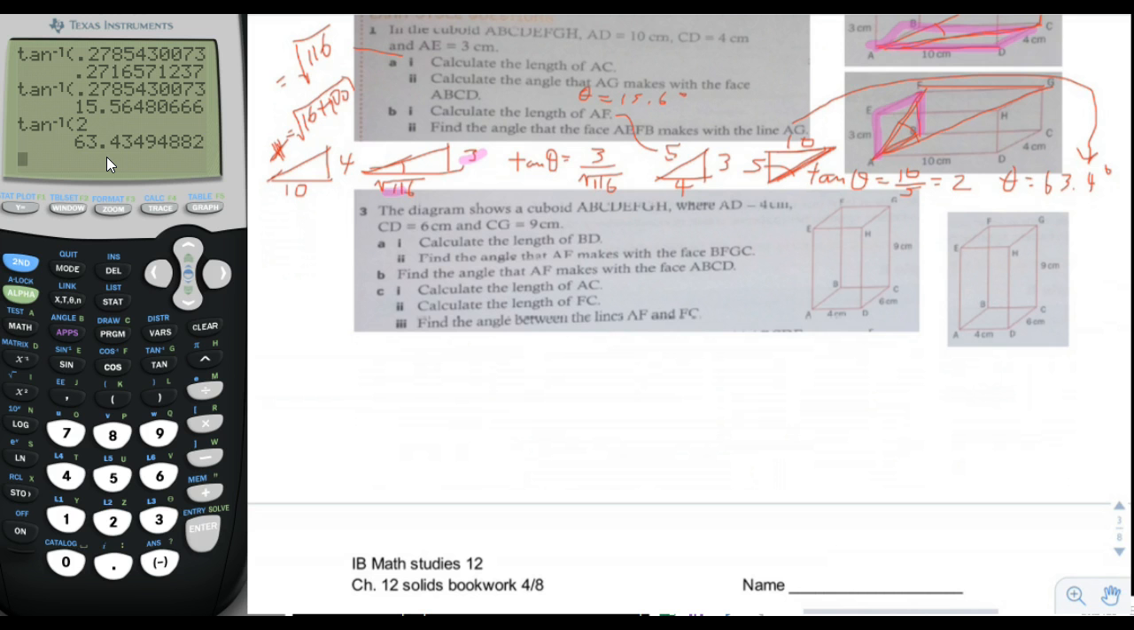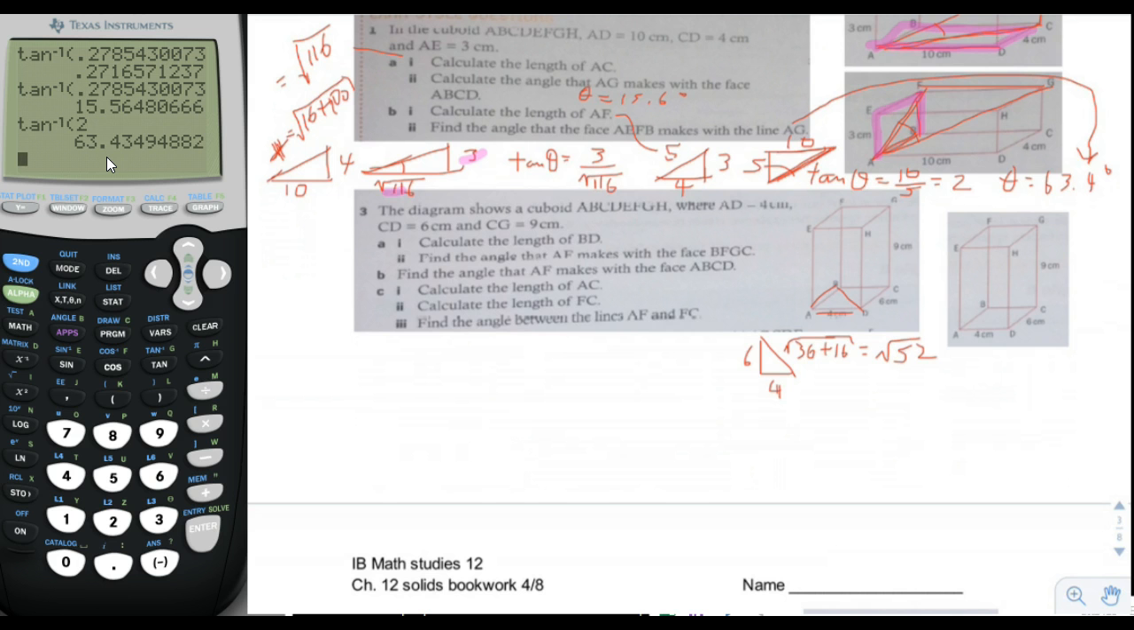Let's see, BD. BD is that one right there. So if we drew this out, BD has one side which is 4 and the other side which is 6. And so BD would be the square root of 36 plus 16, which is the square root of 52.